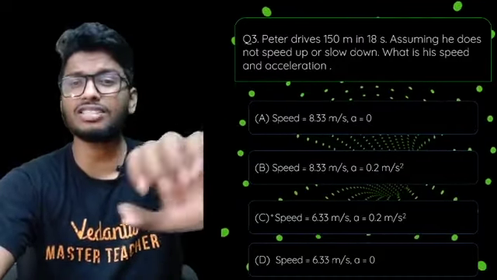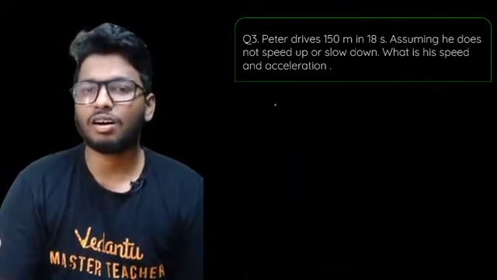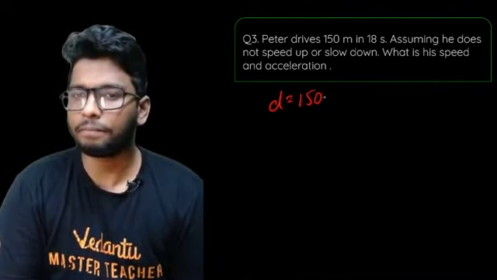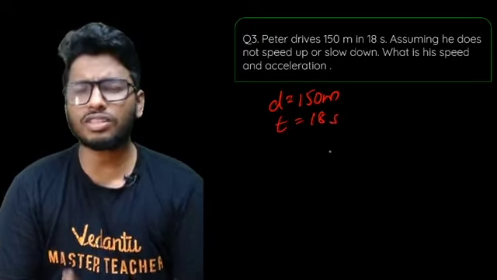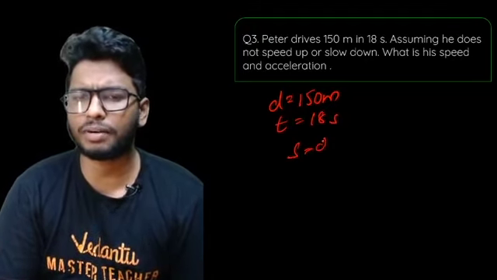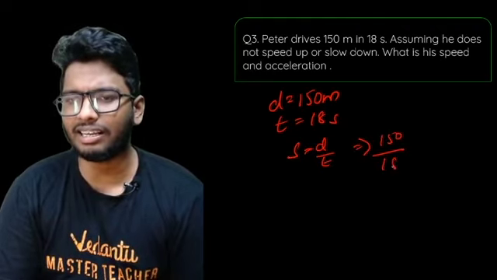Now, first thing first, the distance is given as what? 150 meters. Time taken is what? 18 seconds. So first of all, find speed. Speed is equal to distance by time. So it's 150 divided by 18.